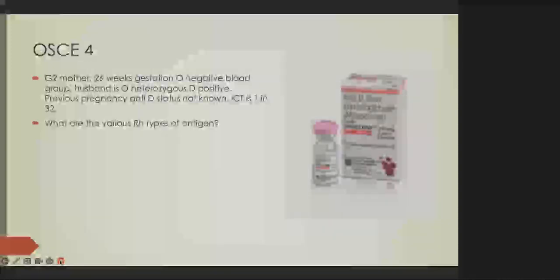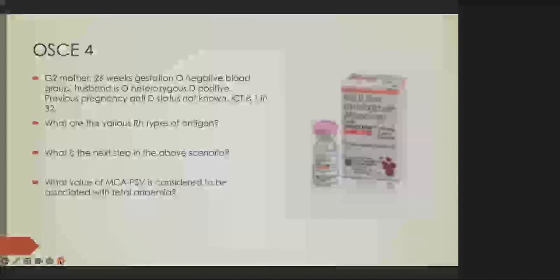So what are the various RH antigen types? And what is the next step in this scenario? Also, what is the value of MCA PSV which is considered to be associated with fetal anemia?